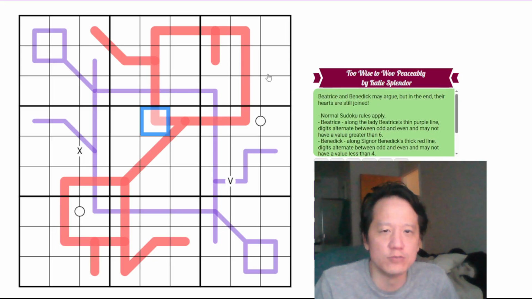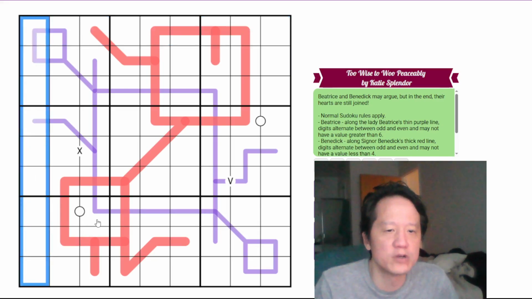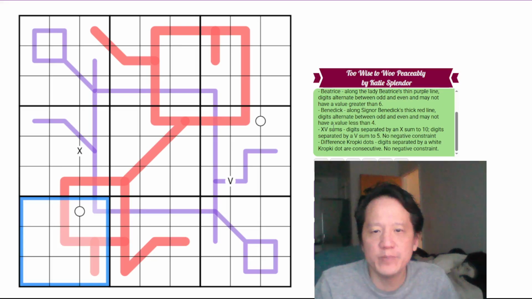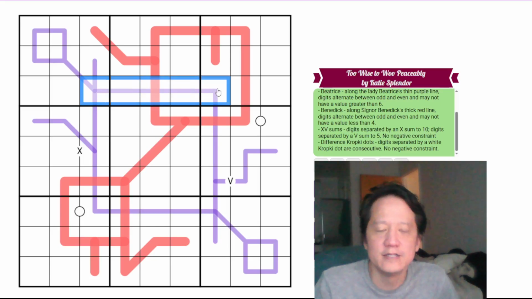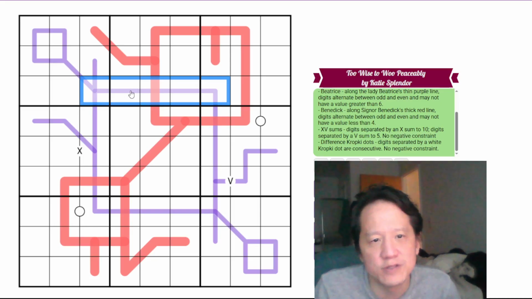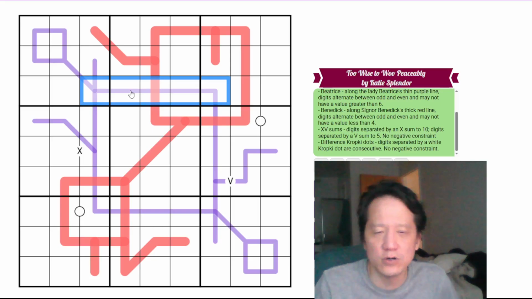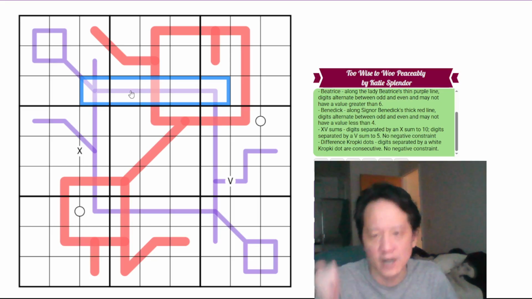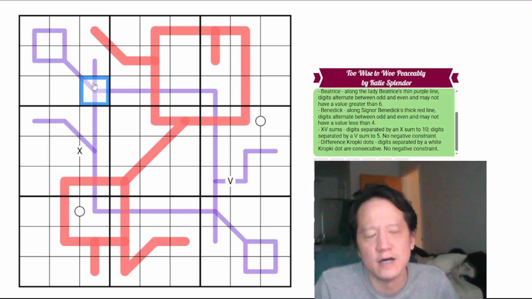Normal Sudoku rules apply, which means fill the entire grid with the digits 1 through 9 without repeats in any row, column, or designated 9-cell region, which is a box in this case. We have Beatrice. Along the Lady Beatrice's thin purple line, digits alternate between odd and even and may not have a value greater than 6. Interesting. Okay. So you'll always alternate between odd digits and even digits, and you can never have a 7 or above on the purple line.